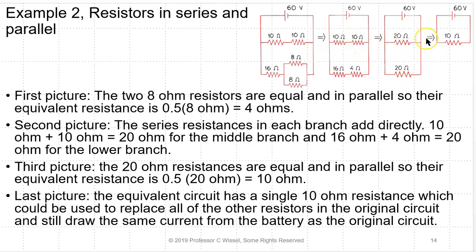Then we wind up with this picture here. These two are equivalent and they're in parallel with each other. That means the equivalent resistance is going to be 1/2 of 20, which is 10. This is the very last picture here.